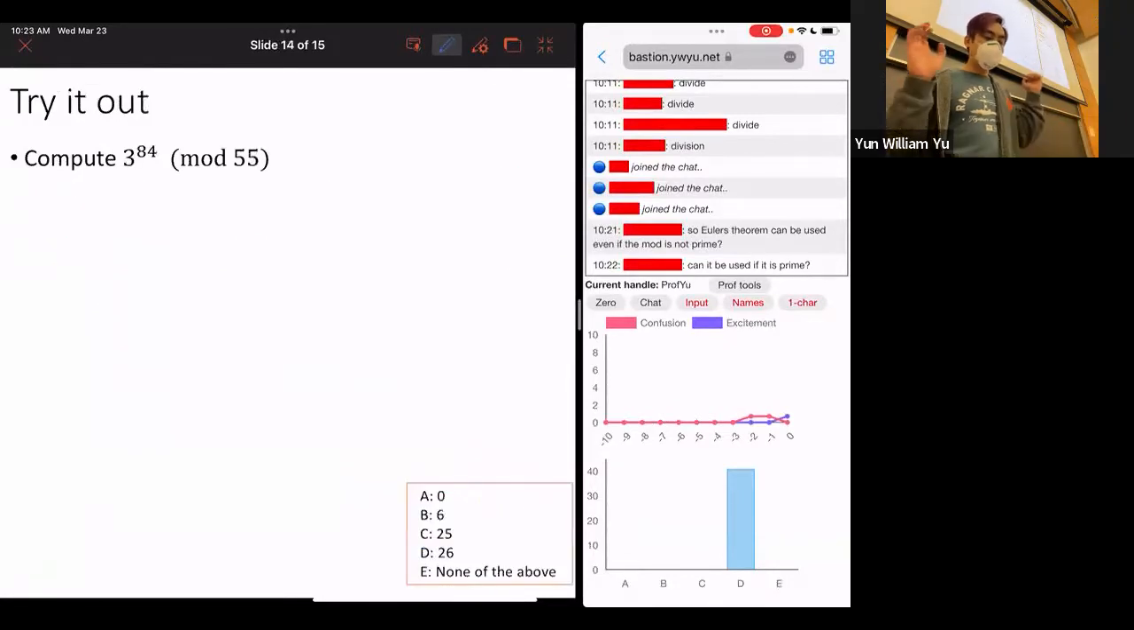Okay, so now I'm going to have you all try it out. Compute 3 to the 84 mod 55.